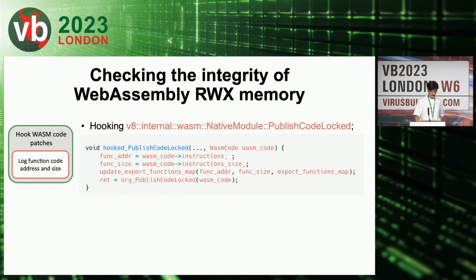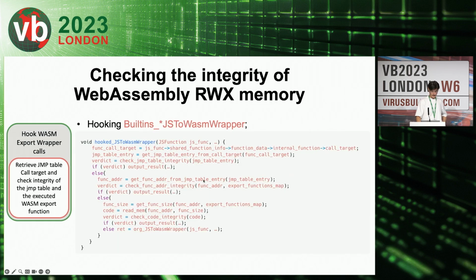So for the hook on the WebAssembly code patches, we are hooking publish code locked. From there, we can retrieve, from the WASM code that is a parameter, the function address and size, and export them into our export function map. Now, when an export function is called from the JavaScript, our wrapper hook will be triggered. From there, we can retrieve the function called target, and from the function called target, the gem table entry.